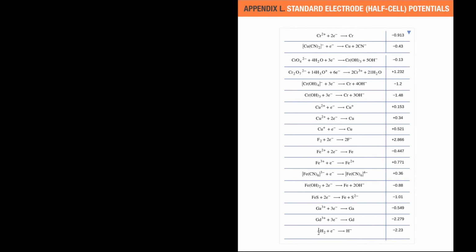The half reactions for the previous example on the last slide were zinc solid goes to zinc 2 plus and 2 electrons, and copper 2 plus gets 2 electrons and goes to solid copper. These two processes have voltages associated with them, and so what we want to look up is those reduction potentials.